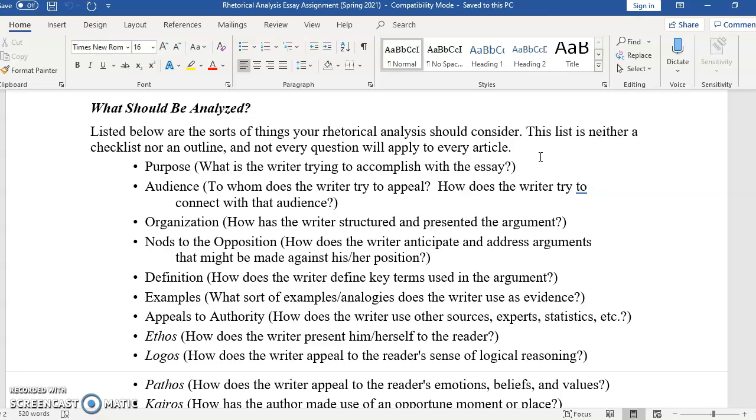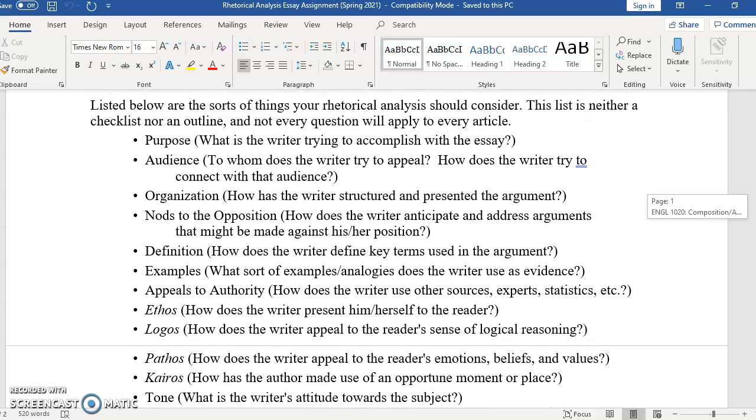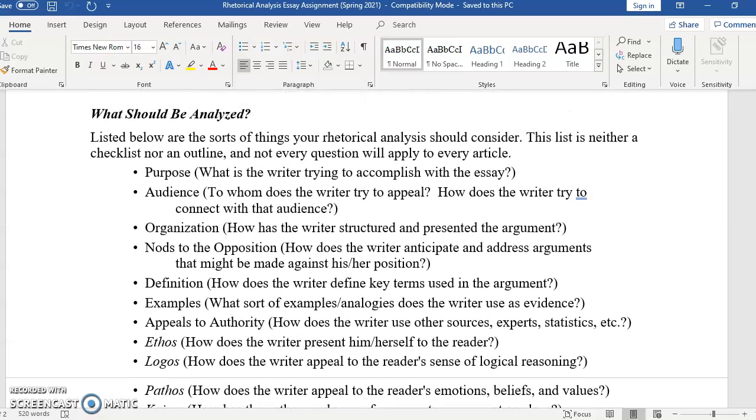So basically what you want to do is you want to look at each of these bullet points and you want to decide whether you should write about it. You are not going to pick all of these bullet points. You are probably going to select maybe 3 to 4, and that is how it is going to function. You are going to pick the 3 most relevant bullet points. And your choices are, you can think about the purpose. What is the writer trying to accomplish with the essay? Okay, spend an entire paragraph talking about purpose.